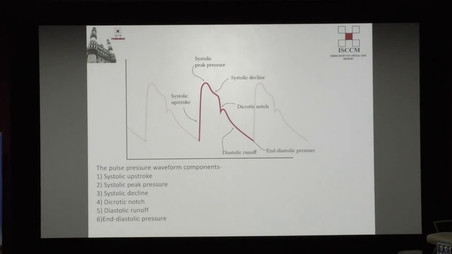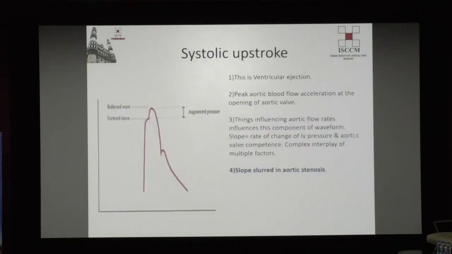Now, let us see the subcomponents of an aortic waveform. It consists of a systolic upstroke, systolic peak, systolic decline, a dicrotic notch, diastolic runoff, and an end diastolic pressure. Now, let us concentrate on the systolic upstroke. Okay, this is the ventricular ejection. It is a peak aortic blood flow acceleration at the opening of the aortic valve.